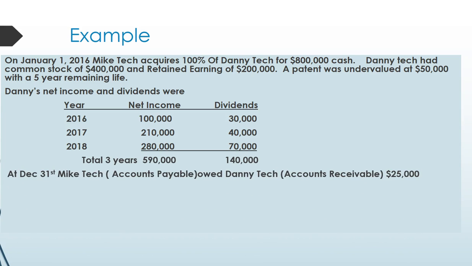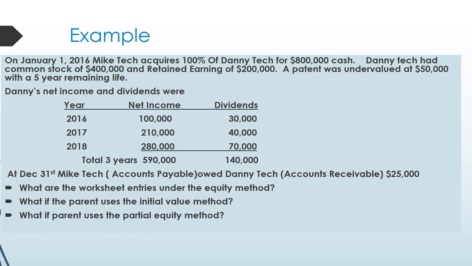On December 31st of 2018, Mike owed Danny Tech $25,000, making it an accounts payable on Mike's books and an accounts receivable on Danny's books. And we need to take that out because that's an intercompany transaction. Now, what do we need to do?